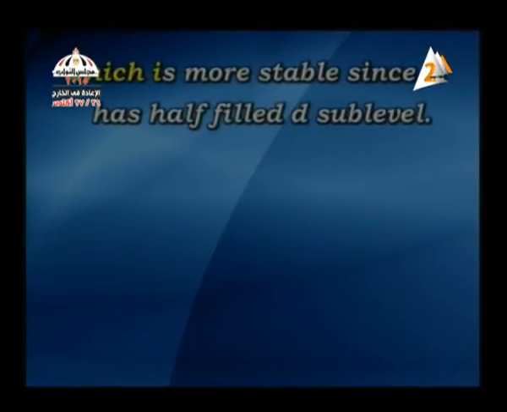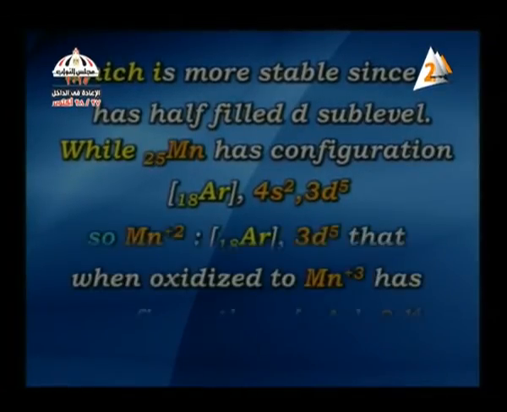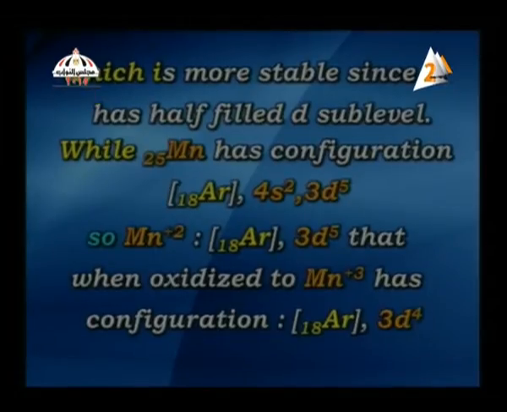That means it is more stable since it has a half-filled d sublevel, while manganese has configuration [Ar] 4s2 3d5, that when oxidized to manganese +2 has configuration [Ar] 3d5, that when oxidized to manganese +3 has configuration [Ar] 3d4.